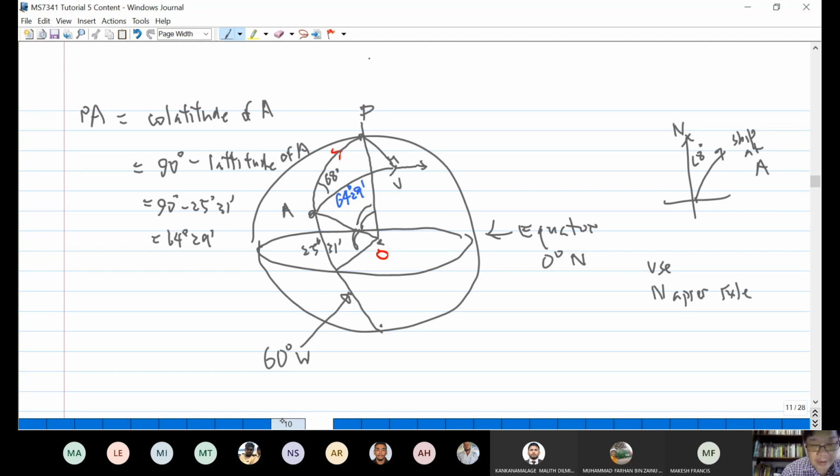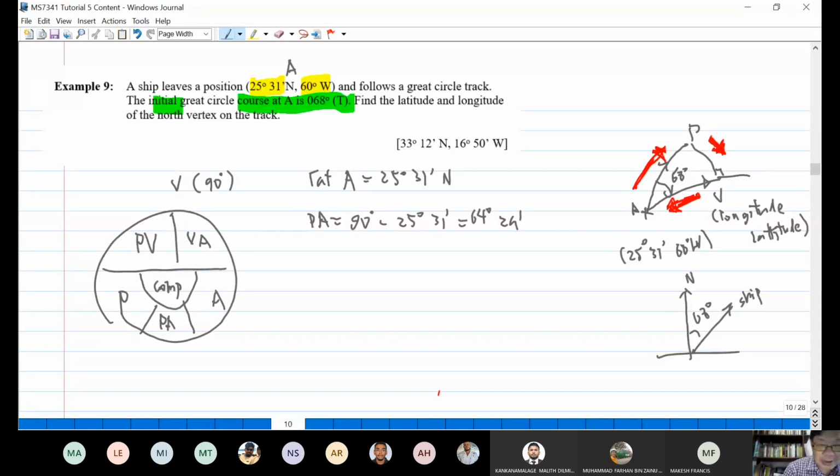Okay, then I know PA is this one. This is 64 degrees 29 minutes. And I know what else? I know the angle A, right? The bearing, okay, angle A is 68 degrees. So, based on this, what is the easiest thing to do? If you know this information, the easiest thing is to find PV. The most immediate thing you can find is PV now.